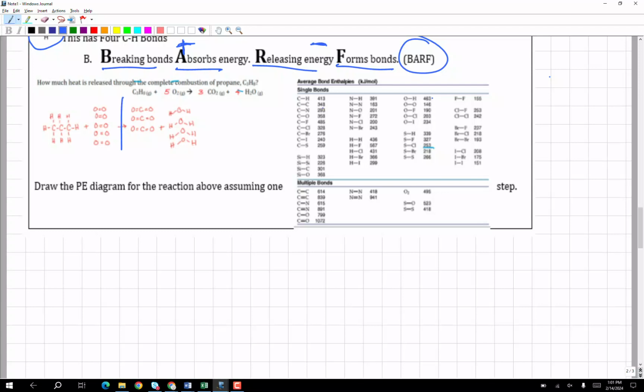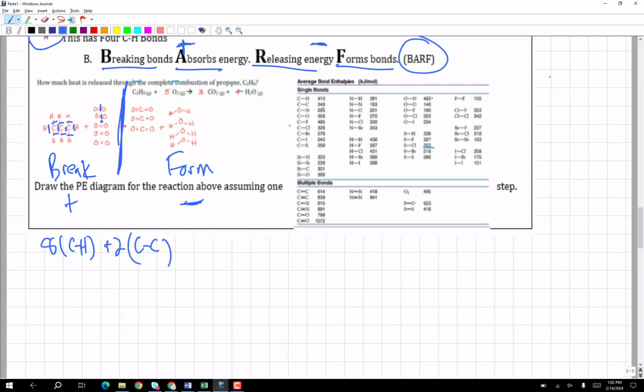So do you see how there's a big divider right here? This is my break, which means it'll be positive. This is my form, which means it'll be negative. So let's count them out. 1, 2, 3, 4, 5, 6, 7, 8. 8 C to H's. And I have 1, 2, plus 2 C to C's.